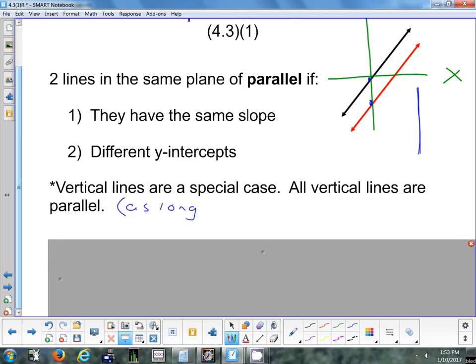Okay, I'm just going to add one thing right here. All vertical lines are parallel as long as they are not the same line.